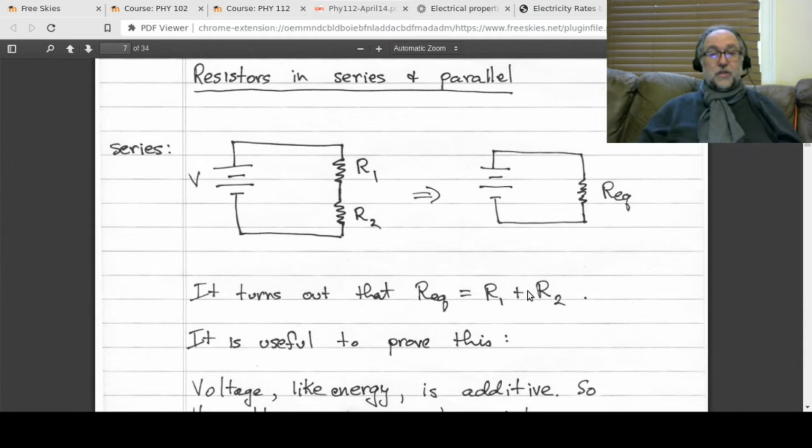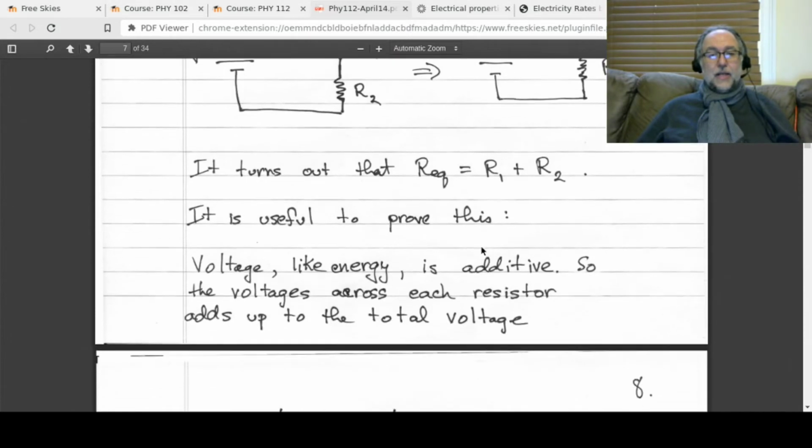But it is useful to prove this. Okay, so I'm going to prove it because the proof that I have here is actually going to be something that we're going to use when we analyze more complicated circuits in a minute. So the first point you have to realize in proving this, that R equivalent is equal to R1 plus R2, is that energy is like voltage. Energy basically adds.